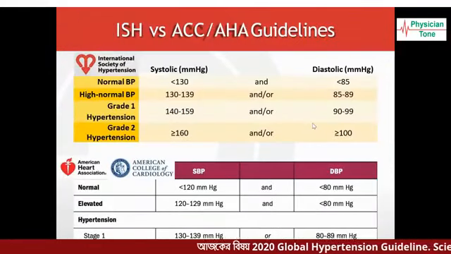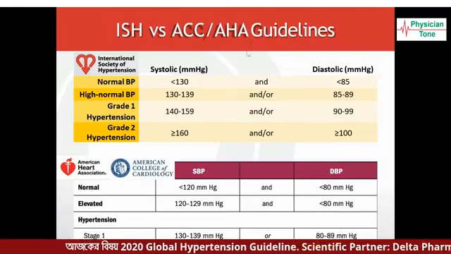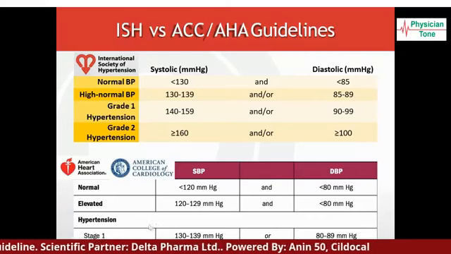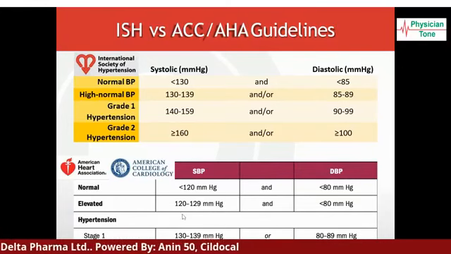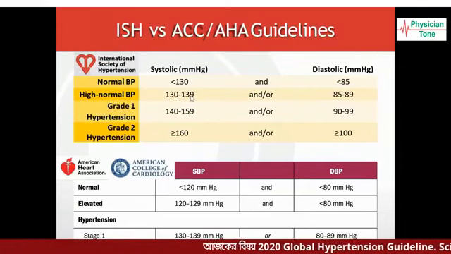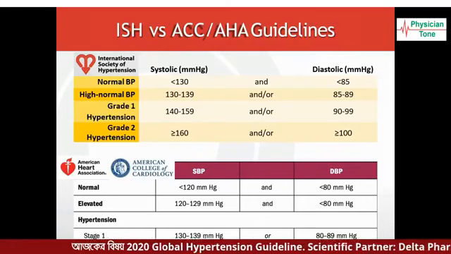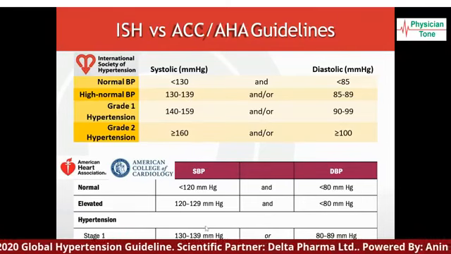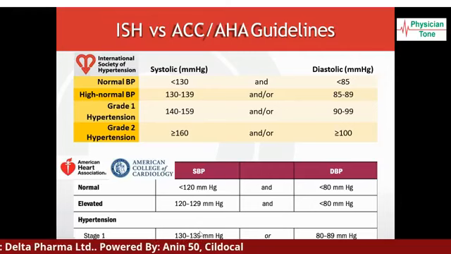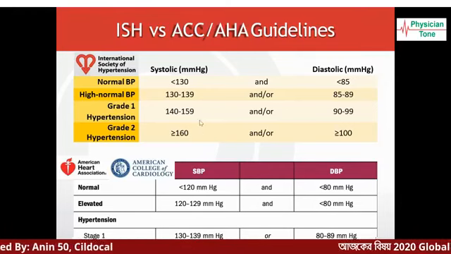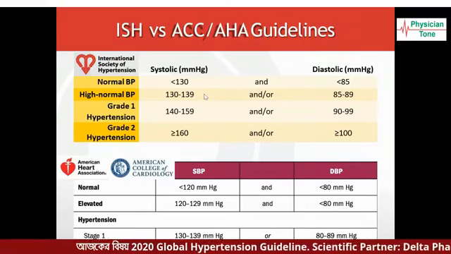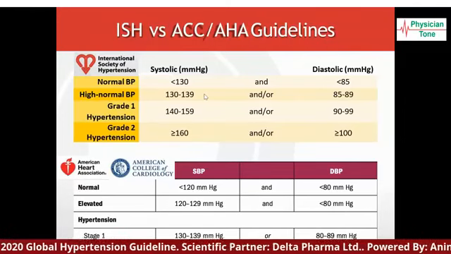What is the comparison between the ACC/AHA guideline 2017 and the 2020 guideline of the International Society of Hypertension? The main difference is the threshold for treating hypertension. High normal BP of 130 to 139 over 80 to 89 is considered stage 1 hypertension in the ACC guideline. So the American ACC and AHA guidelines recommend treatment in these lower blood pressure patients, but they are in the high normal category. They do not require treatment in the 2020 guideline unless there is a very high risk or evidence of organ damage.